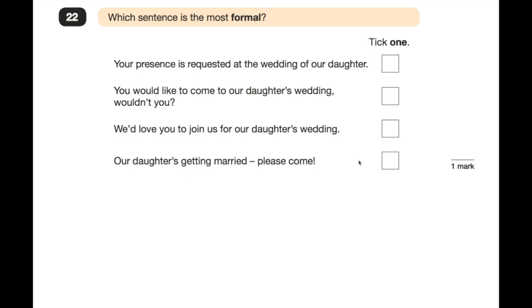Number 22, which sentence is most formal? Now we know that if something is formal, it's very proper. It's like as if you were talking to the Queen, not how you would talk to your friends. So if we have a look at these 4 sentences, the first one, your presence is requested at the wedding of our daughter. That one is incredibly formal. And a clue that tells you that something's informal is if it has a contraction in it. So by that I mean using the word wouldn't instead of would not, or we'd instead of we would. So the answer is this one here, the first one we read. Your presence is requested at the wedding of our daughter.